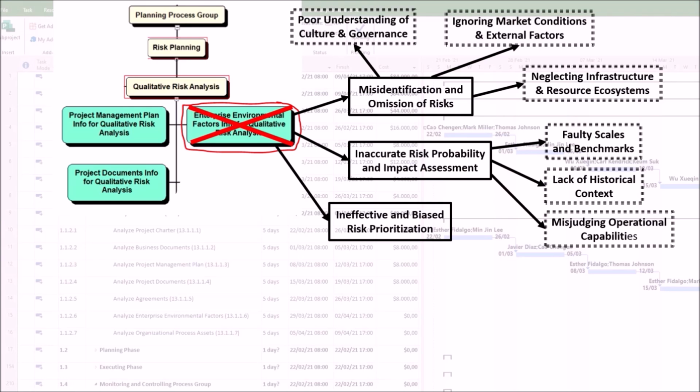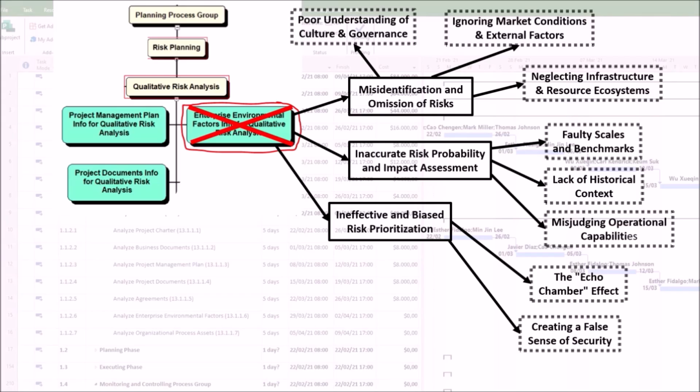3. Ineffective and biased risk prioritization. The goal of qualitative analysis is to prioritize risks for further action. Poor enterprise environmental factors skew this prioritization. First, the echo chamber effect. Without a structured analysis of external data, the scoring relies too heavily on the personal experience and cognitive biases of the team members, rather than objective environmental factors.